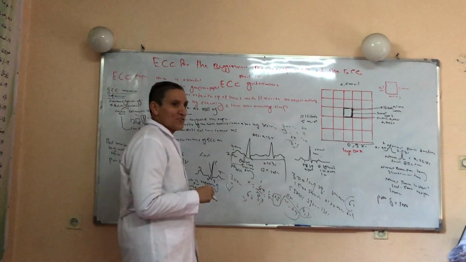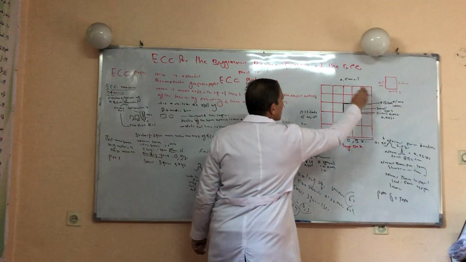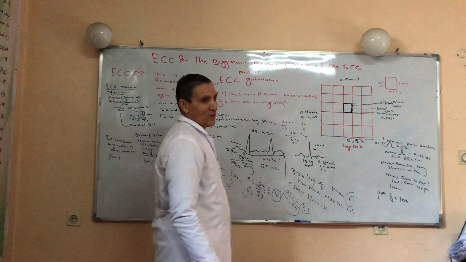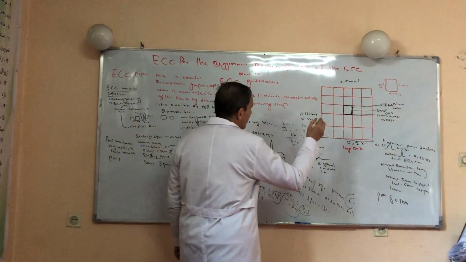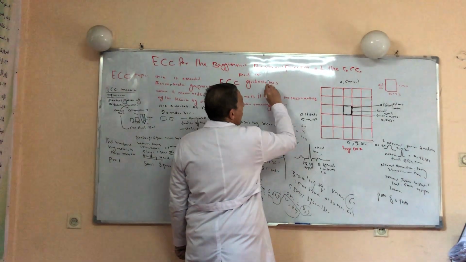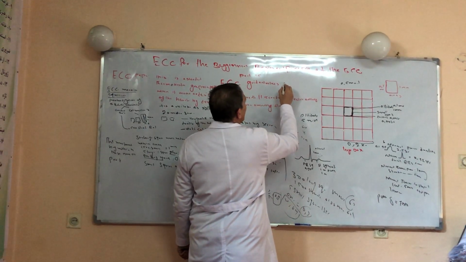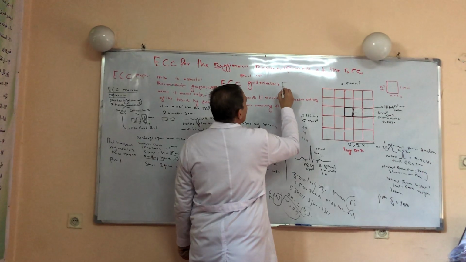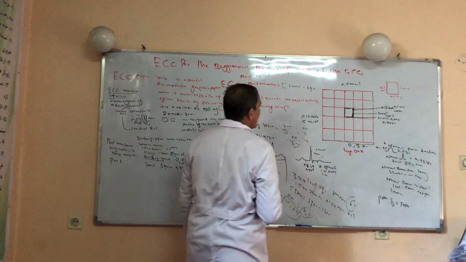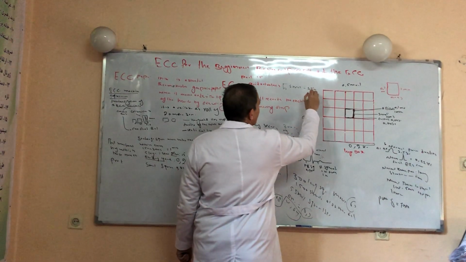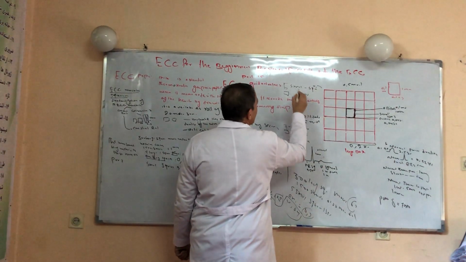Let's talk about the 0.04 second. By which mechanism is 0.04 second produced? Since we know 1 large square includes 5 small squares, 5 small squares equal 1 large square. The duration of 1 large square is 0.2 second, so 5 small squares equal 0.2. 1 small square is x.